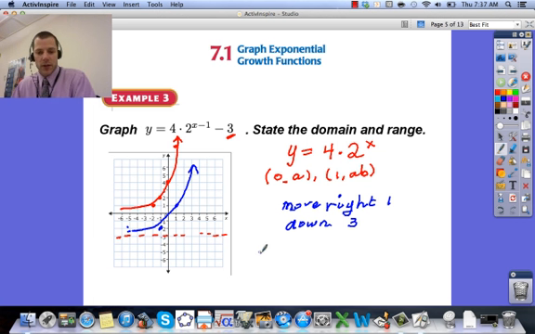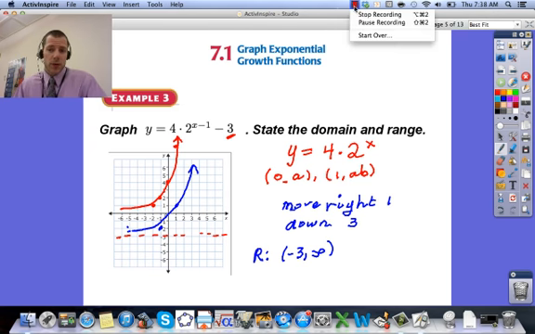The domain is all real numbers, but let's look at the range. The range now is from -3 to infinity. The graph is going up. It's not below that asymptote line, so we're going to go to infinity for the y values. So that's the first part of this lecture, graphing exponential growth functions. And so hopefully you have a better understanding of that. In the next video, I'm going to show you a couple real-life situations where we actually use these exponential growths.